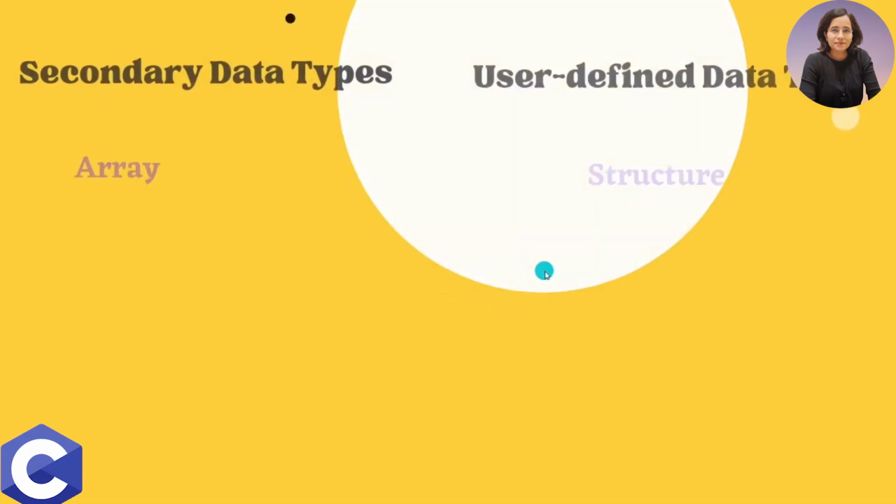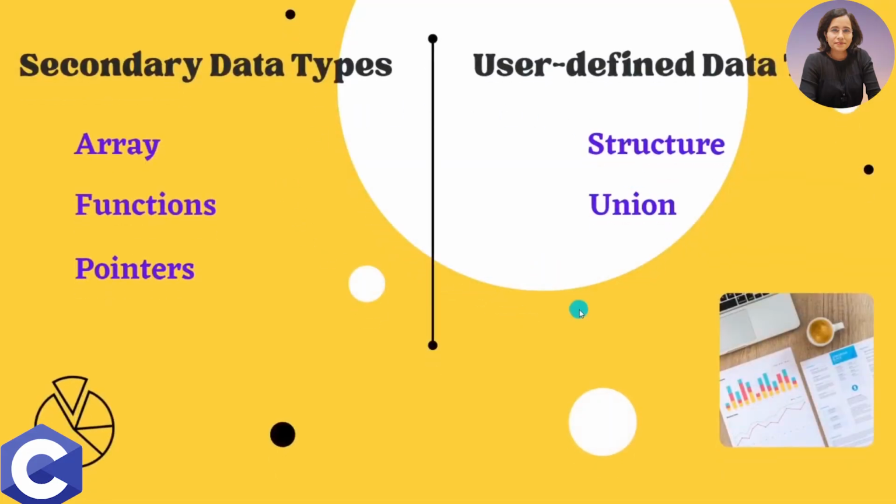So that's all for basic data type, that is fundamental data types. Now we have to discuss about the secondary data type. Arrays, functions, pointers are secondary data types. Structure, unions are user-defined data type that we will be discussing in the coming videos.